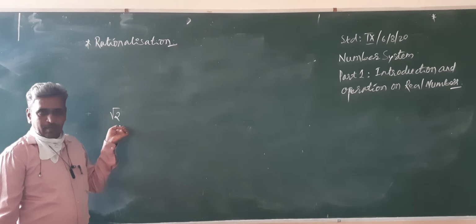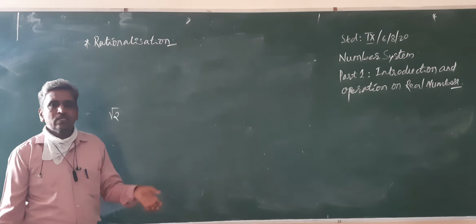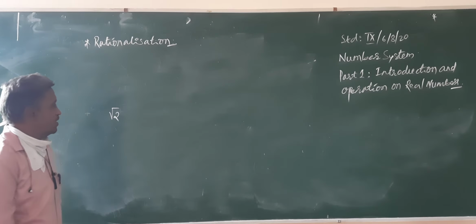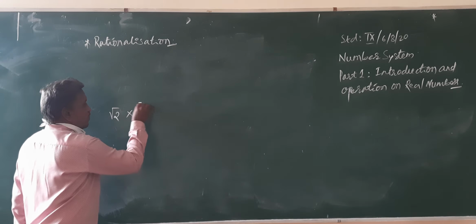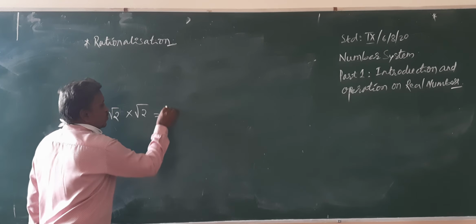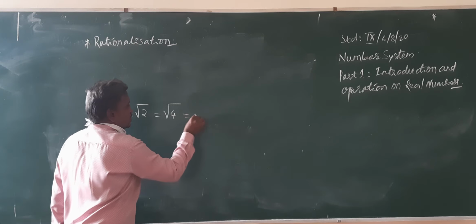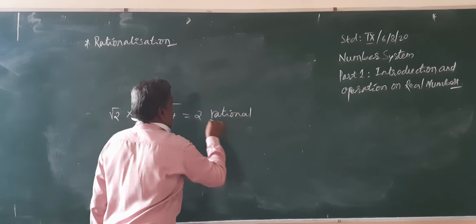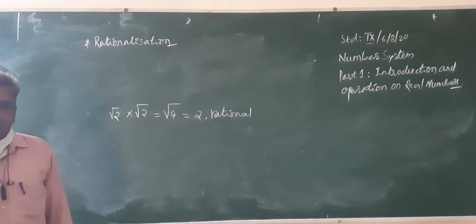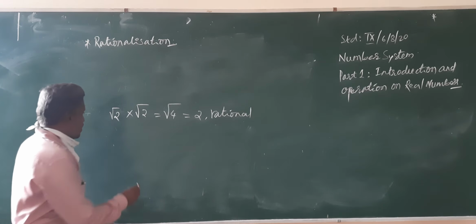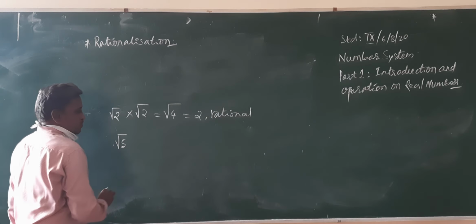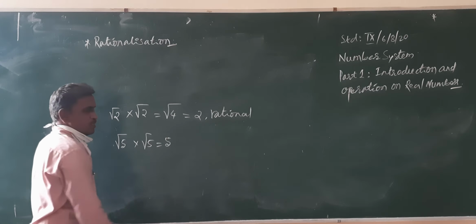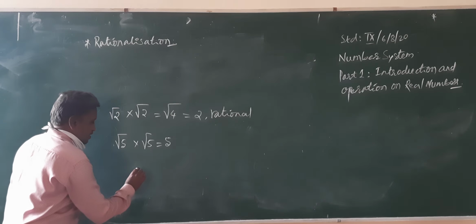This is an irrational number. We want to convert that into a rational number. Just see that root 2 multiplied by itself, root 2 into root 2, is root 4, which is equal to 2, which is rational. Understand that? Yes. So now root 5 multiplied by root 5 equals 5, which is rational.